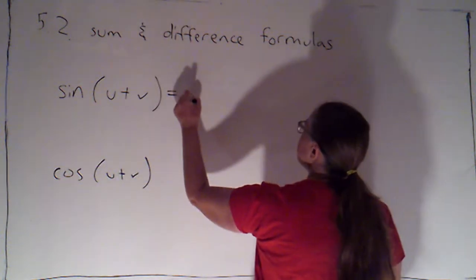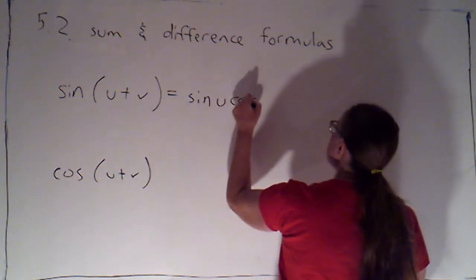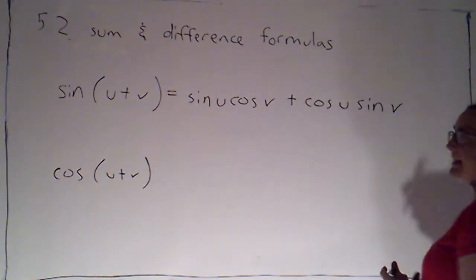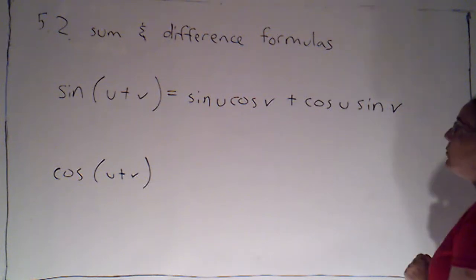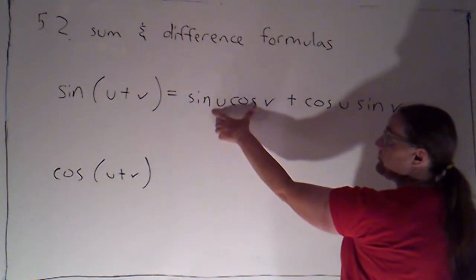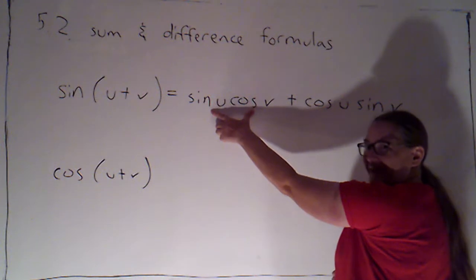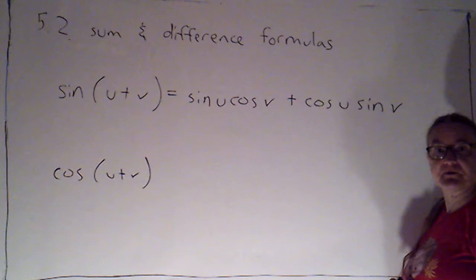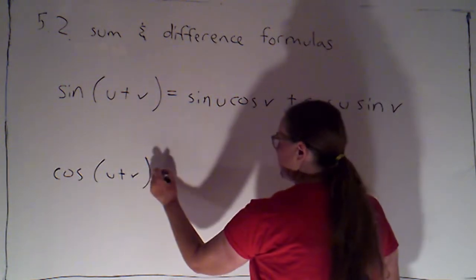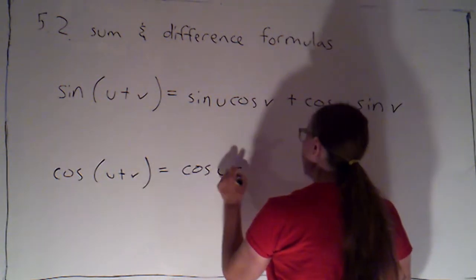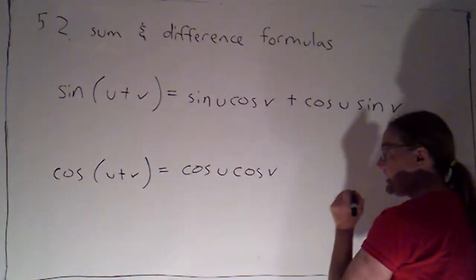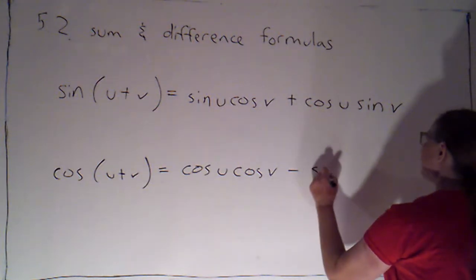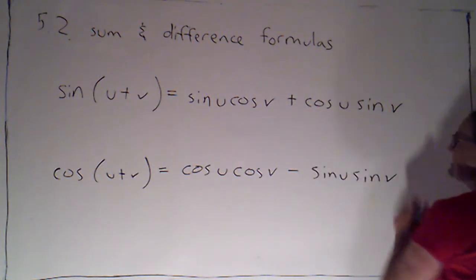Sine of u plus v is sine u cosine v plus cosine u sine v. Okay. So what we do is we take sine of one, cosine of the other, multiply those together, and there are two ways to do that, and then we add those results. Cosine of u plus v is cosine u cosine v. We multiply the two cosines together, and then we subtract sine u sine v.